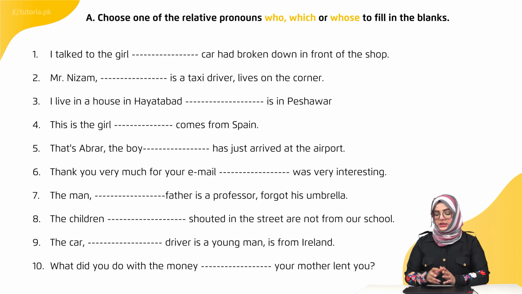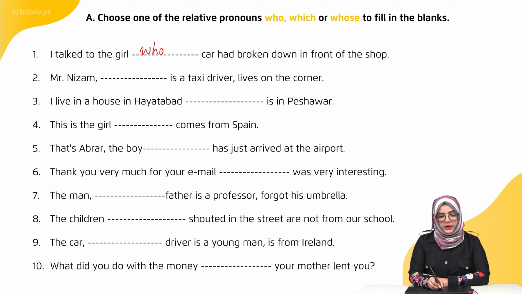So let's move forward and start our exercise, which is: choose one of the relative pronouns who, which or whose to fill in the blanks. We have to choose from who, which or whose and fill in the blanks. First one is: I talked to the girl whose car had broken down in front of the shop. When we use whose car here, it works like an adjective, because girl is the noun. This whose is describing the girl, giving us additional information about the girl. So that's how these words act as adjectives too.